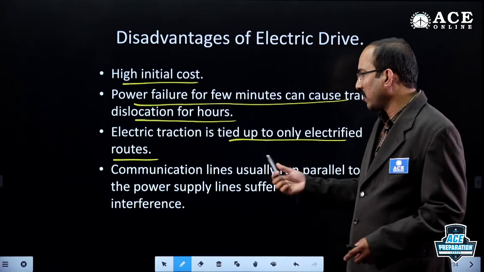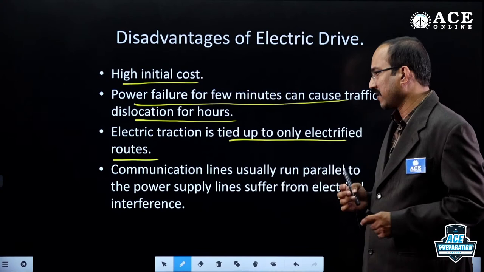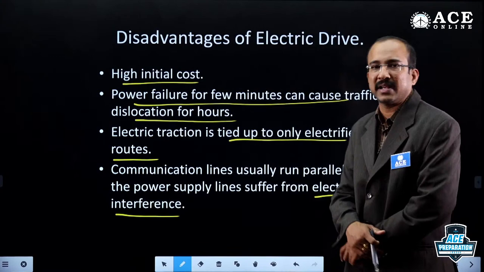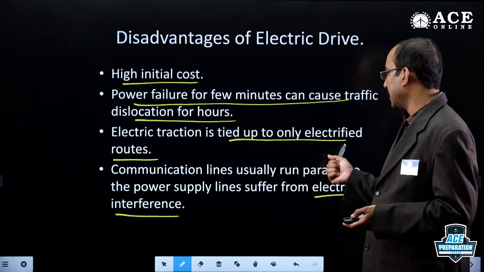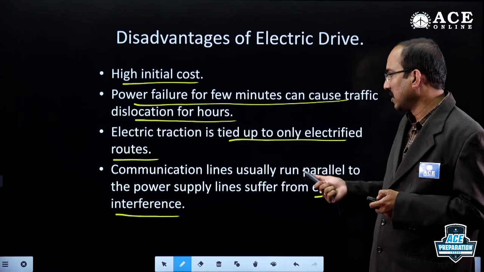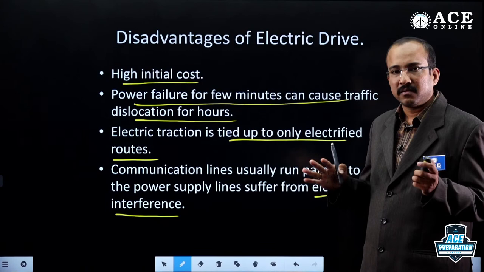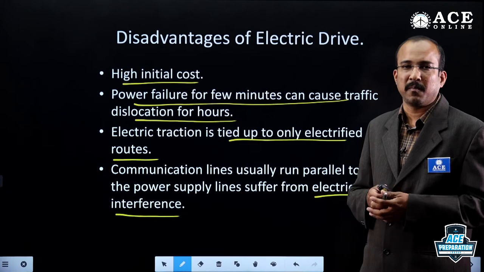If there are communication lines running parallel to this electric traction drive, they may experience an electrical interference problem. These are the disadvantages: the initial cost is high, a power failure may cause dislocation for hours, and it can be used only in electrified routes. In non-electrified routes, you cannot use this. And if there is any communication line running parallel to this traction drive, an interference problem may be experienced.